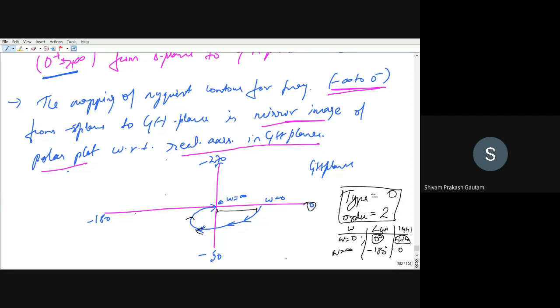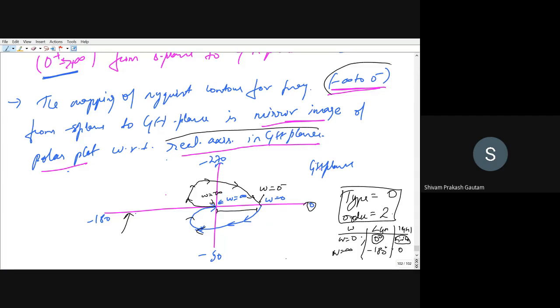You can see we are having frequency from 0 to infinite. If I want to draw its mirror image with respect to the real axis, this is my real axis. We have to draw the mirror image with respect to this. So the mirror image will somewhat look like this. You can see this is the mirror image. This point is omega equal to minus infinite, and this point is omega equal to 0 minus.